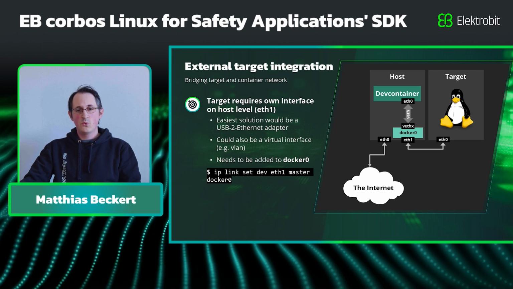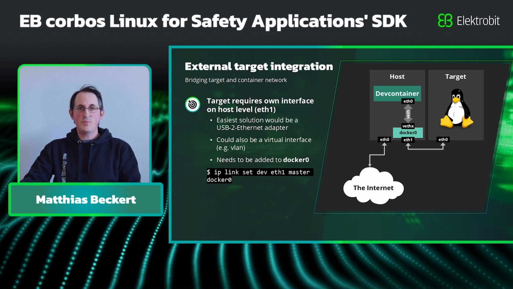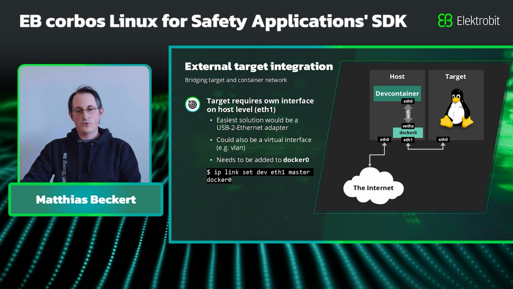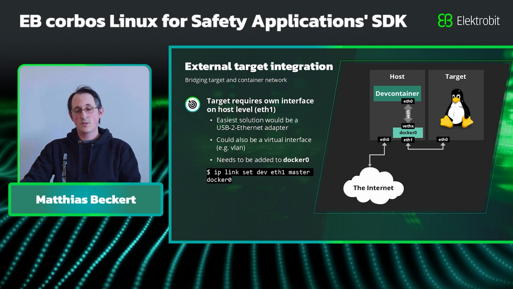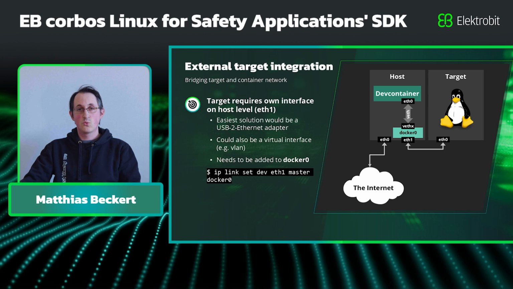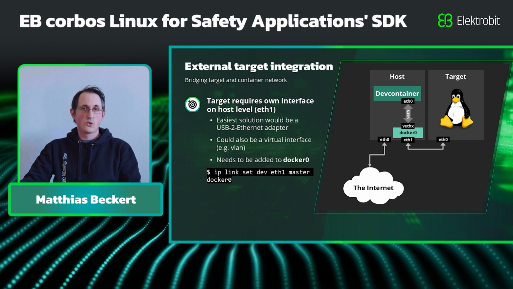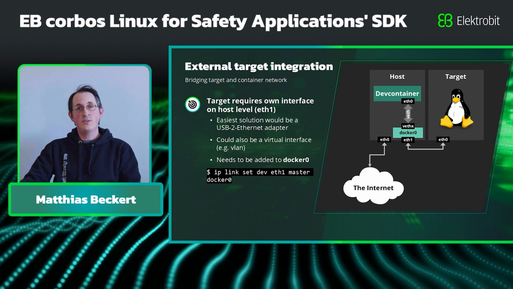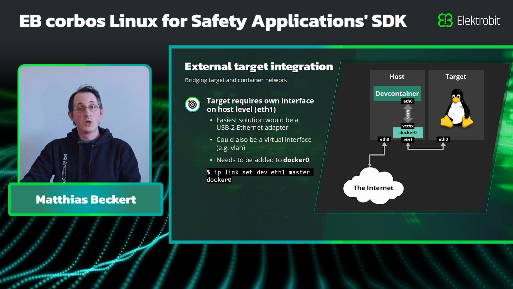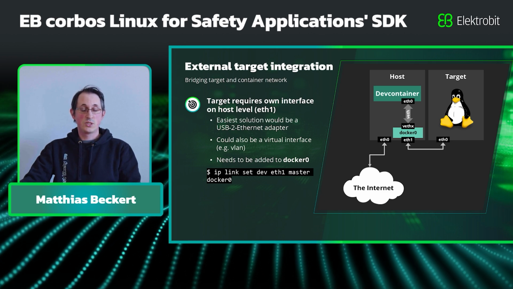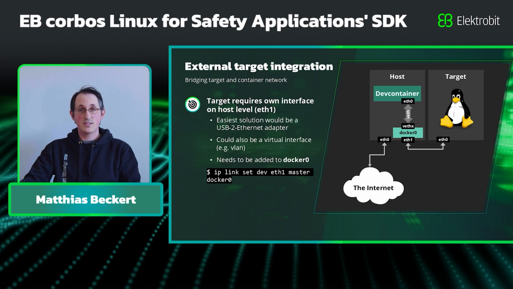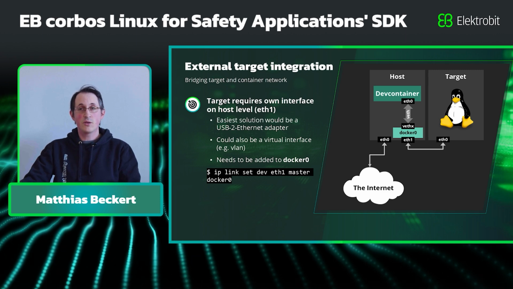As an example, we added the corresponding iproute2 command here. For example, if your interface that has the direct connection to the target would be named eth1, you would simply call ip link set dev eth1 master docker0, which would place eth1 in the docker0 bridge. And then you would be able to access your target from within your development container.